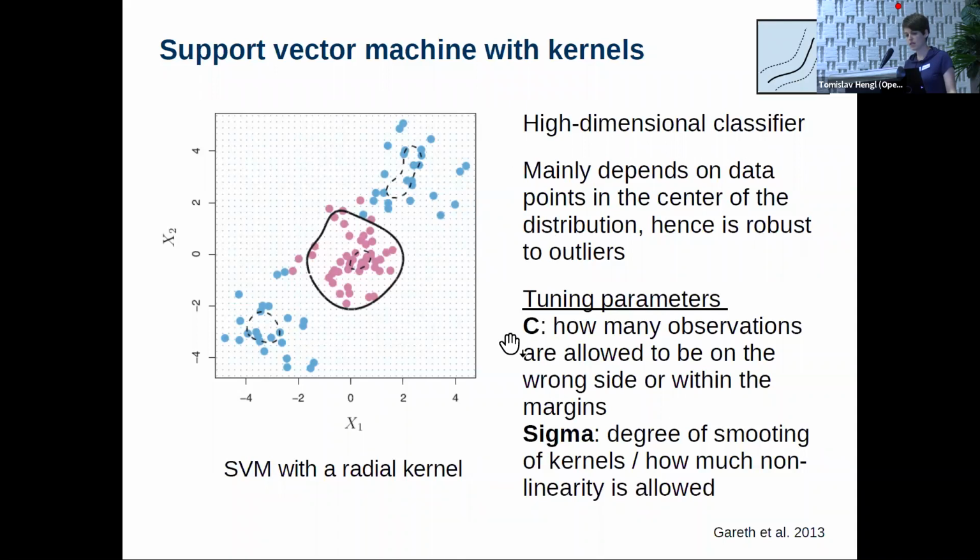So we basically have these two tuning parameters. One is how many points are allowed to be on the wrong side, and the other is how non-linear our model is supposed to get, and how flexible our kernel is allowed to be. These two tuning parameters are again defined with cross-validation.